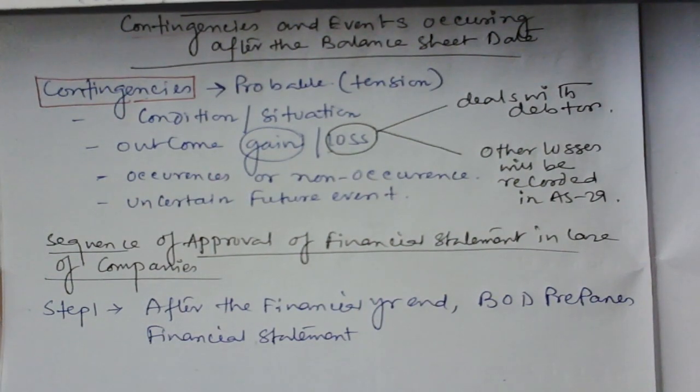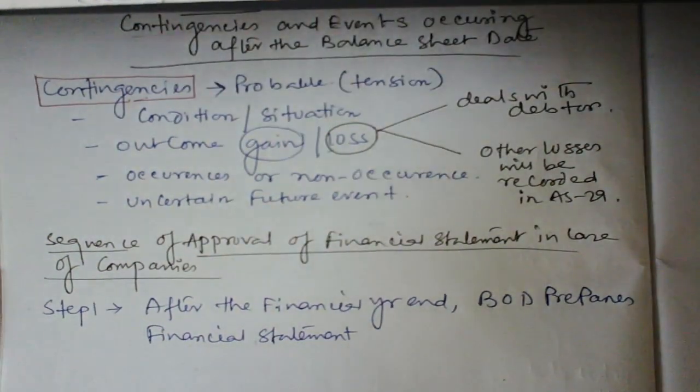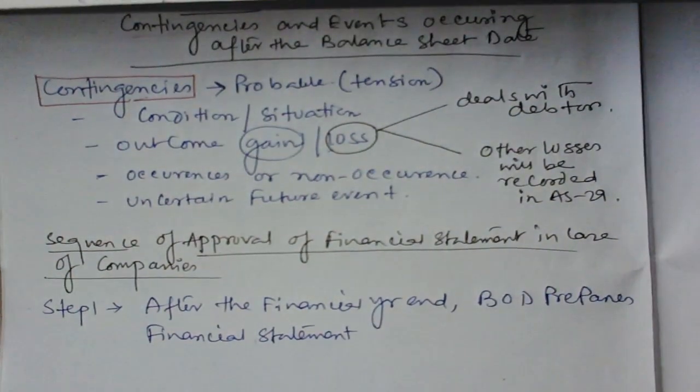If 31st March 2024 is your financial year end, then 31st December 2024 is the deadline by which you have to complete your AGM, annual general meeting. That is an important thing. Correct, guys? We need to remember this clearly. Now, sir, tell me about the next important thing.